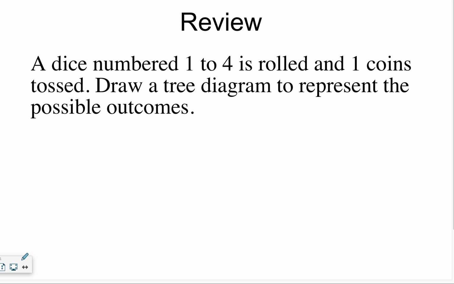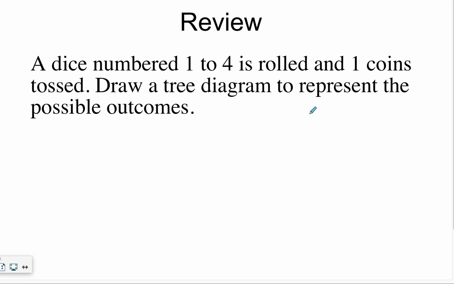All right, your next question is right here. Pause the screen. Okay, now that you are back, you have a dice numbered 1 through 4. It's only numbered 1 through 4, and it's rolled. And you have 1 coin that is tossed. Draw a tree diagram to represent the possible outcomes.